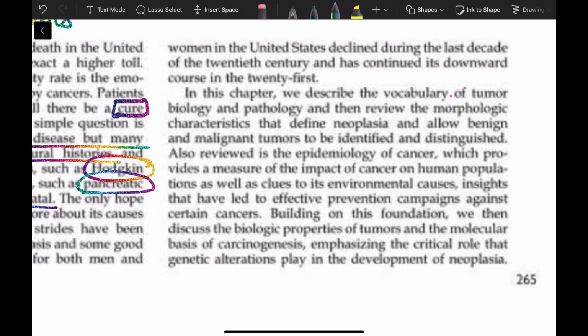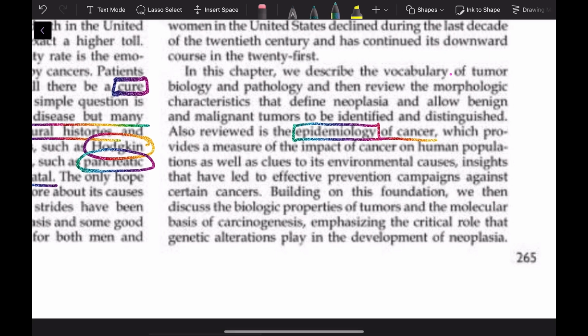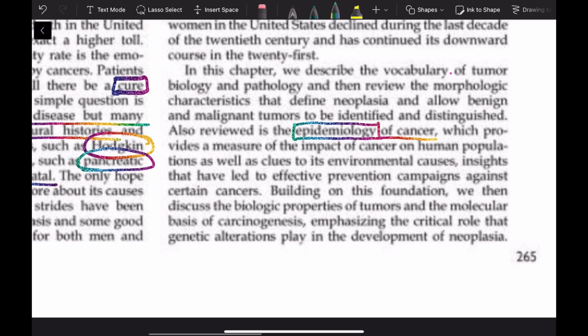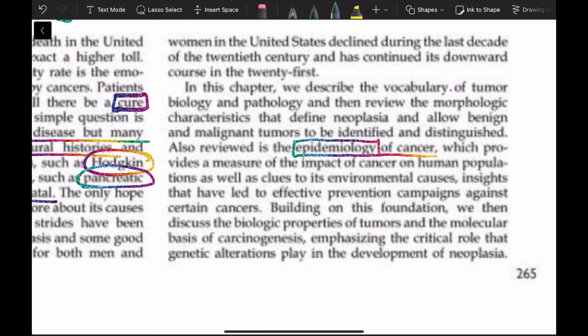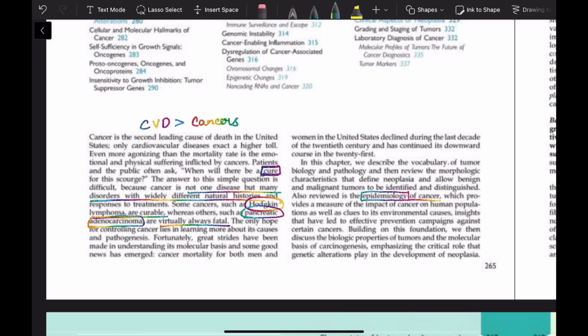Also reviewed is the epidemiology of cancer, which isn't really that important from your USMLE point of view, along with insights that have led to effective prevention campaigns against certain cancers. Building on this foundation, we then discuss the biologic properties of tumors and the molecular basis of carcinogenesis, emphasizing the critical role that genetic alterations play in the development of neoplasia. Genetic alterations play a very important role in neoplasia, but to our surprise, acquired neoplasms are more common than genetic ones.